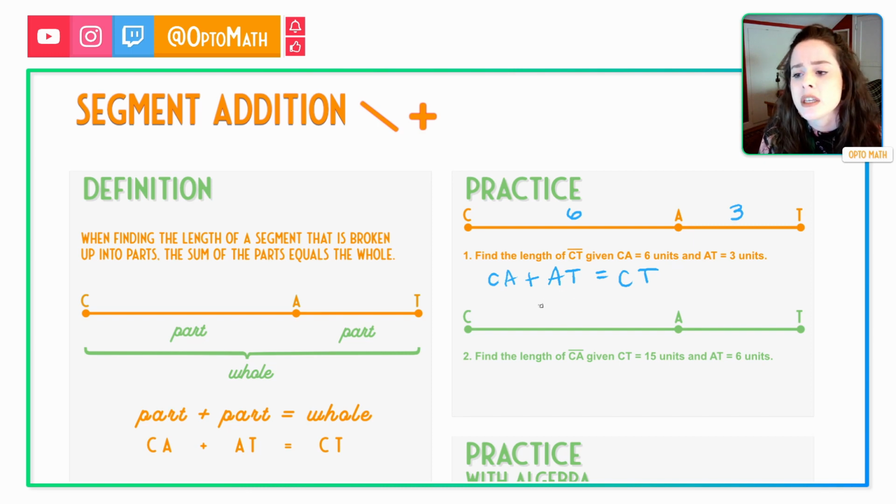So let's go ahead and do this. CA is 6, AT is 3, 6, 7, 8, 9. Okay? So CT, no bar because I'm talking about the actual value, is 9, and we just have units here. Not any specific units, just the word units. So we're done for number 1.